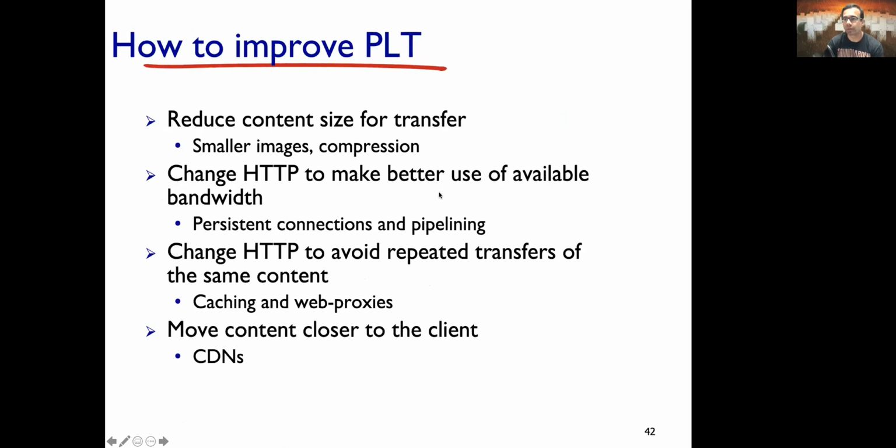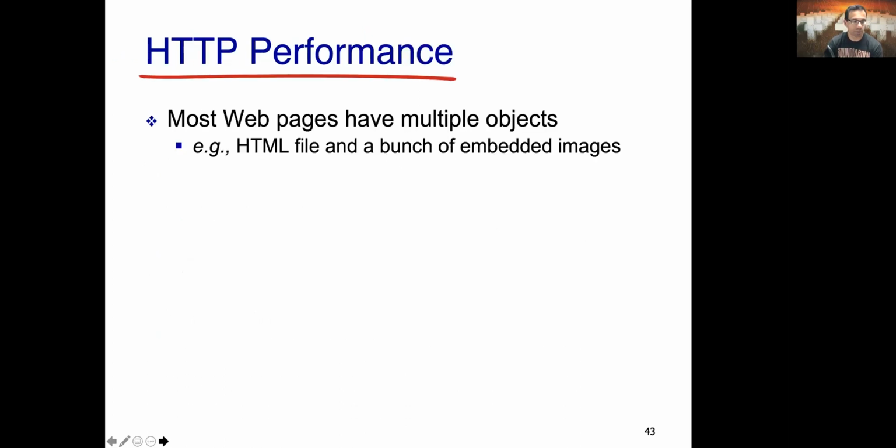How do you design the HTTP protocol in a way to make better use of the available bandwidth? So we'll talk about things like persistent connections and pipelining. We'll also look at how we can avoid repeated transfers of the same content, right? So content that is being fetched by multiple users, it makes sense to cache that somewhere closer to the user. And so that's where we'll explore this notion of web proxies. And finally, how do we get the content closer to the client themselves? So this is where we'll briefly explore CDNs, right?